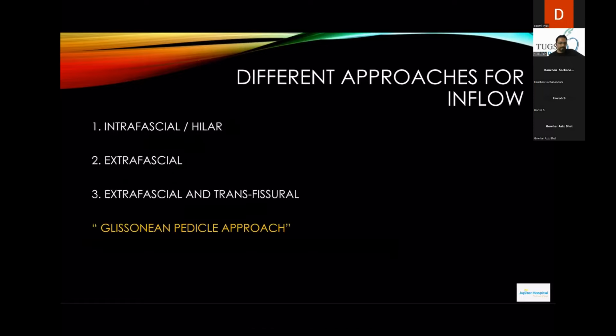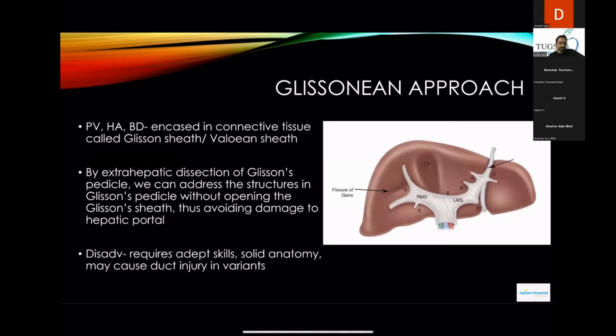So what are the different approaches for inflow? You have the traditional Hilar approach, wherein you dissect the hepatic artery and the portal vein separately. You loop these vessels and then you ligate and divide them to achieve the inflow control. Or it can be the extrafascial and the transfissural approach, commonly known as the Glissonian pedicle approach.